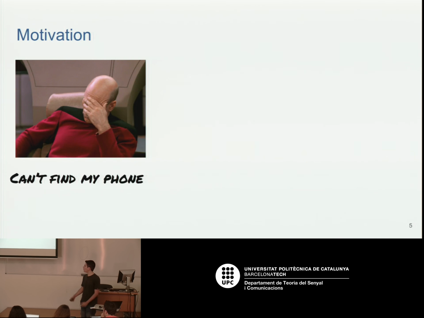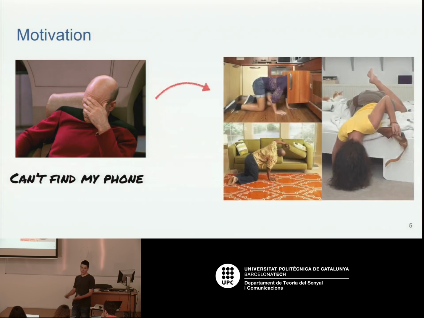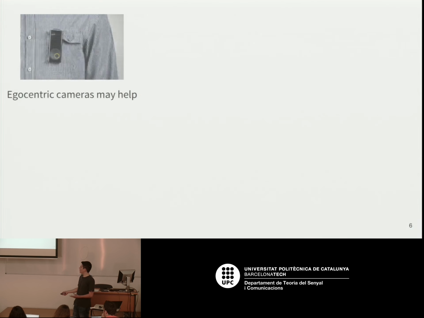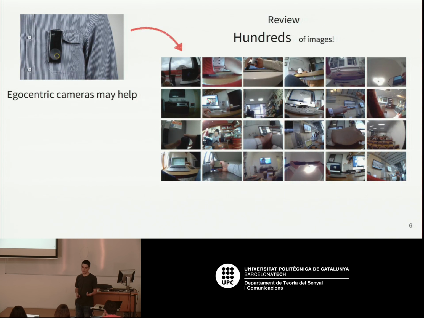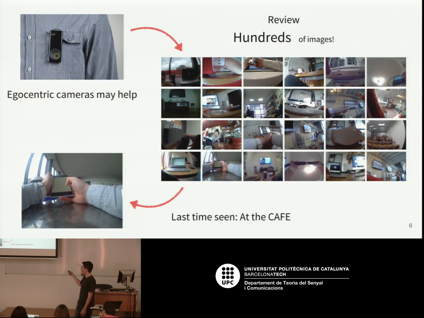So I'm sure most of you have lost your phone sometime, and then you get in panic and try to find it somewhere. So we think that egocentric cameras may help. Egocentric cameras are devices that are worn on the chest or the glasses, and they take pictures every certain period of time, such as 30 seconds. So we can use them in order to find out where was the last location that the camera saw the object, so it may help to find the object. But the problem here is that these cameras can generate up to 2,000 images daily. So if we have to review them manually, this is a huge task. But then when we find the image that we need, we can determine that maybe I forgot my phone at the cafe. So in this work, we aim to make this process automatic.